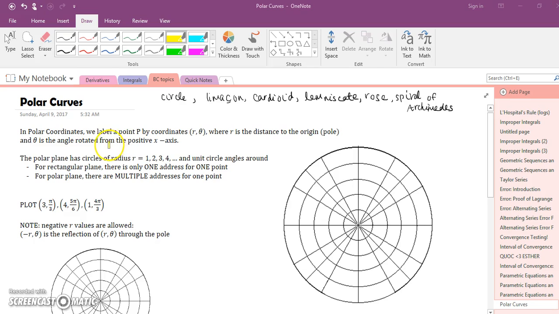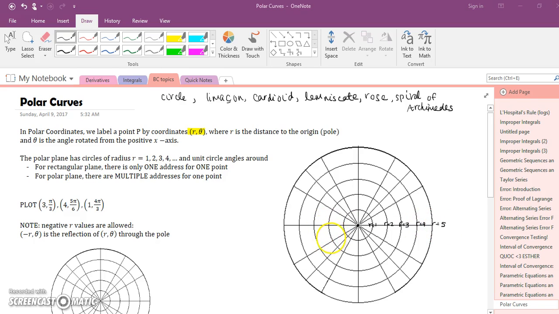to rectangular and back. In polar coordinates, they are very different from rectangular coordinates because instead of using x, y, going left, right, up, and down, we go in a circle. So we're going to label a point P with coordinates r, theta. r is going to be the distance from the pole right here, or what you're used to calling the origin. So here would be r equals 1, here would be r equals 2, and so on. So it's circles with larger and larger radiuses going out from the center.